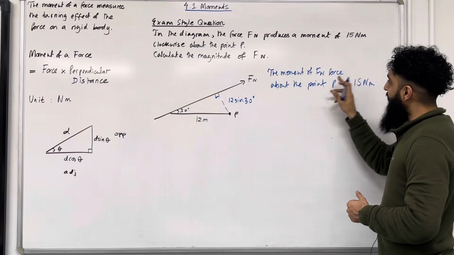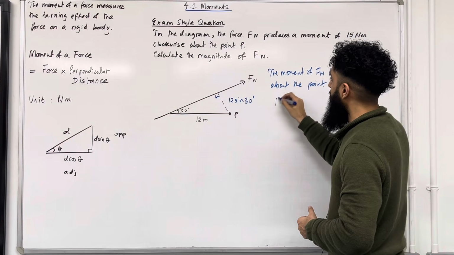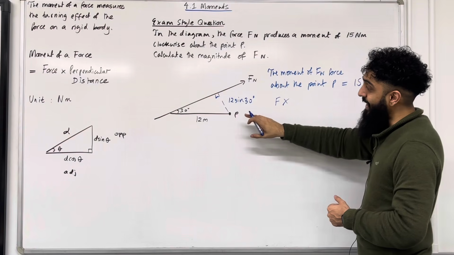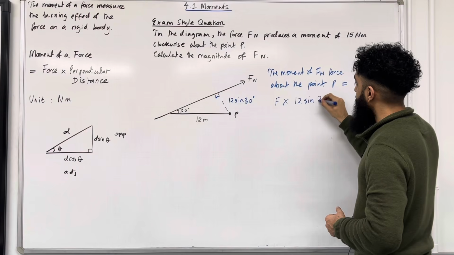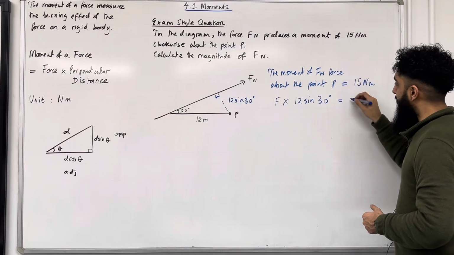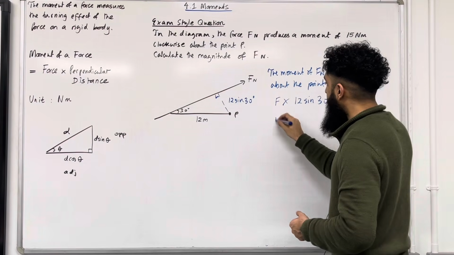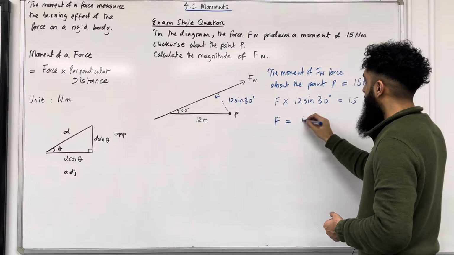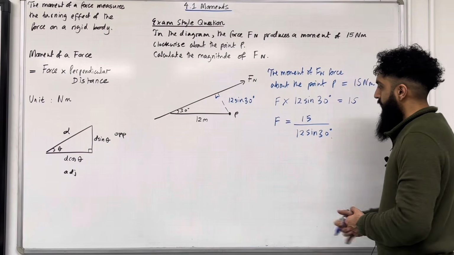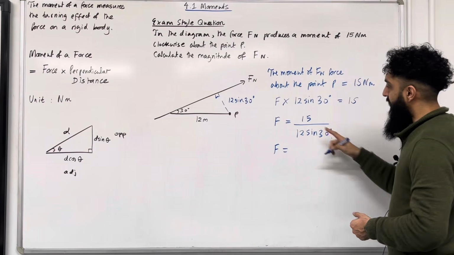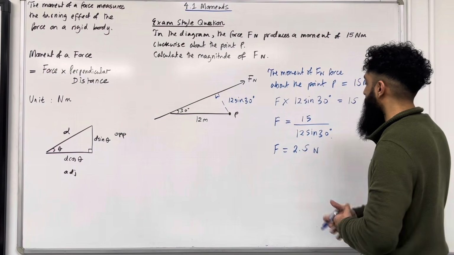So the moment of F Newton force about the point P is given by the force F itself multiplied by the perpendicular distance from the point P to the force F, which is 12 sine 30. This must equal 15. Now I can rearrange to make F the subject. So F is equal to 15 divided by 12 sine 30 degrees. So F is equal to, if I put this into my calculator, I get exactly 2.5 newtons.